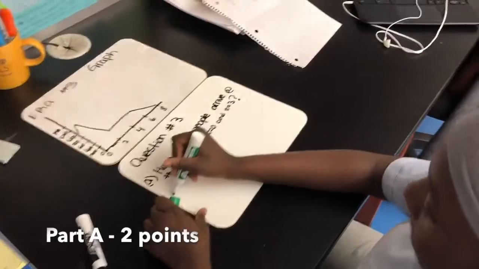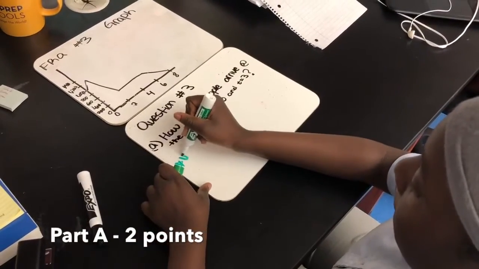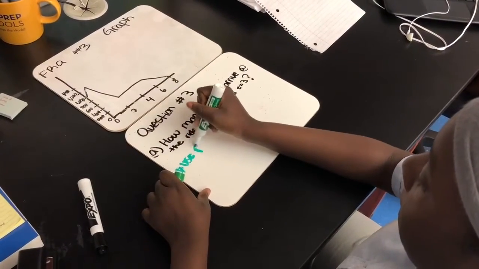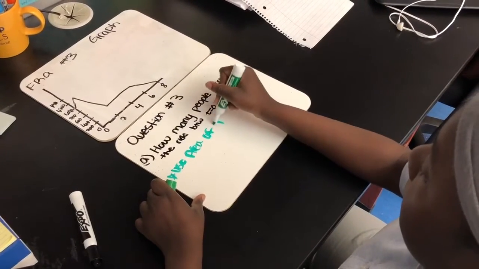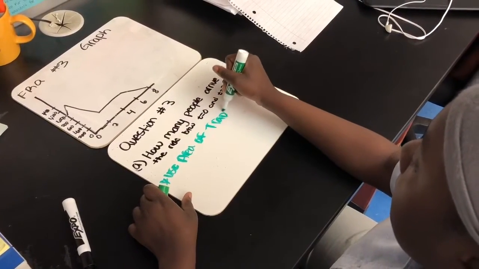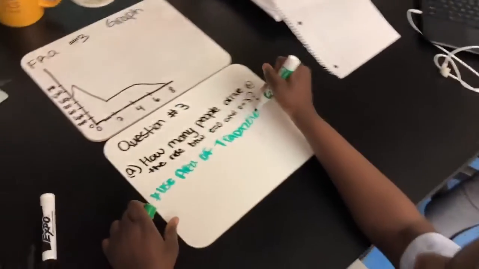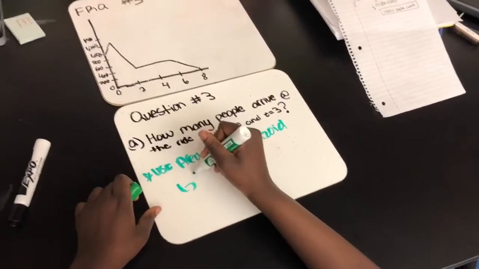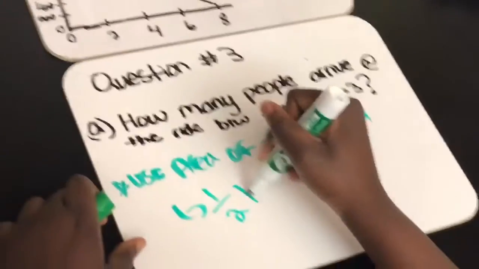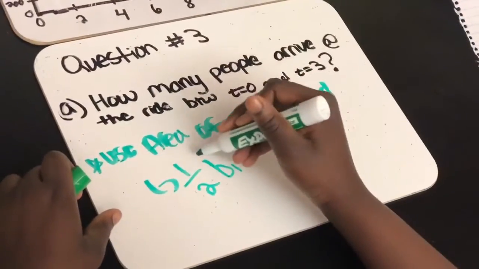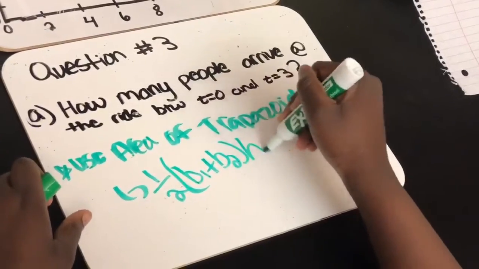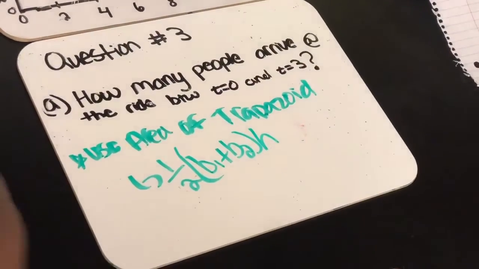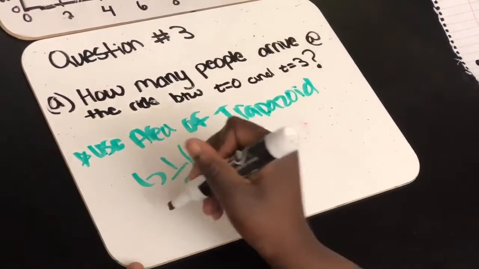So for question A, it reads, how many people arrive at the ride between t equals 0 and t equals 3? Show the computations that led to your answer. For this question, you have to use the area of a trapezoid, which is 1/2 (base 1 plus base 2) h. Don't forget to put in the parentheses, and you close the parentheses h.